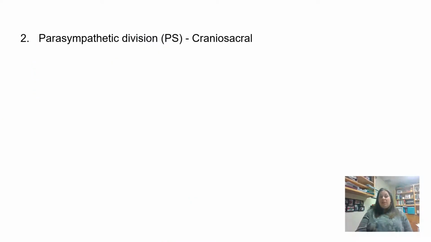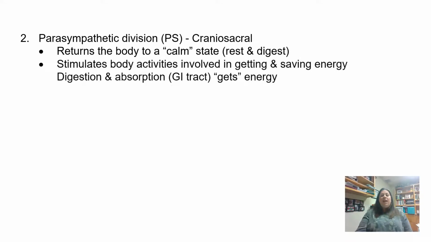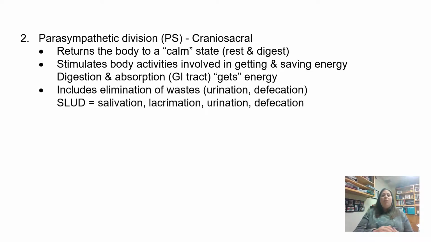Now, the parasympathetic division, also known as the PS, is the craniosacral division. This is going to return the body to its calm state, which we also term the rest and digest state. It's going to stimulate the body's activities involved in getting and saving energy. So, like digestion and absorption in your GI tract helps you get energy. We also see it helps include elimination of waste like urination and defecation. This is where you can look at SLUD, which is salivation, lacrimation, urination, and defecation. So the parasympathetic division is going to help those four things take place.